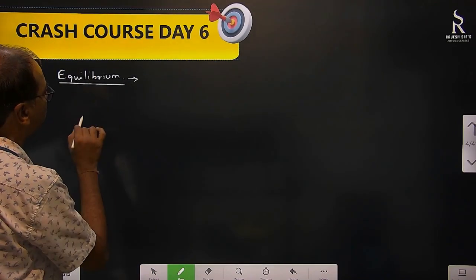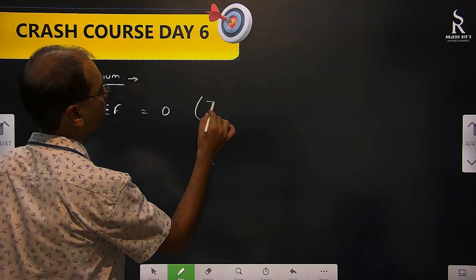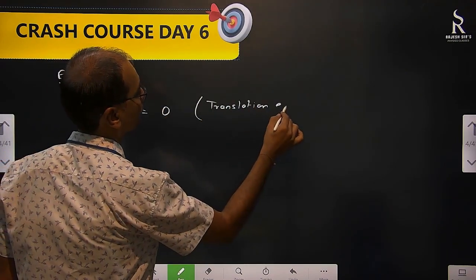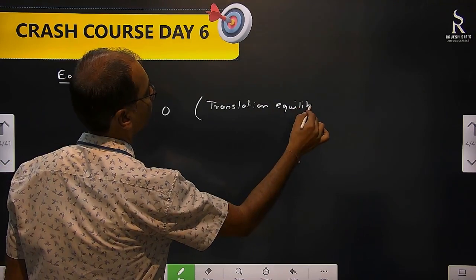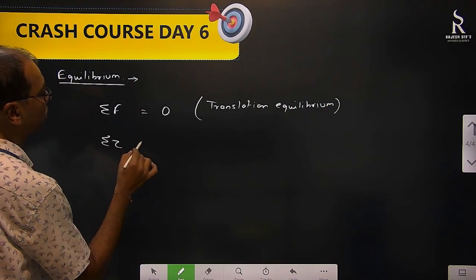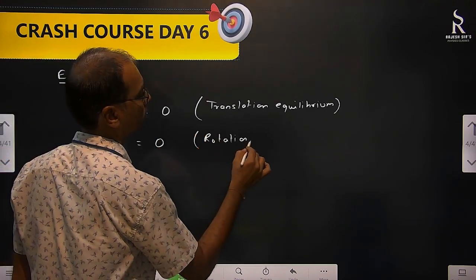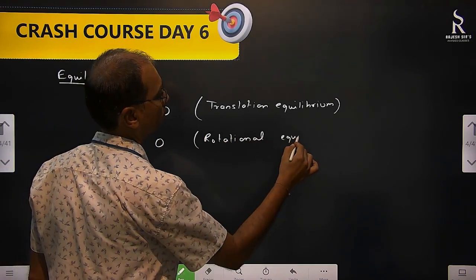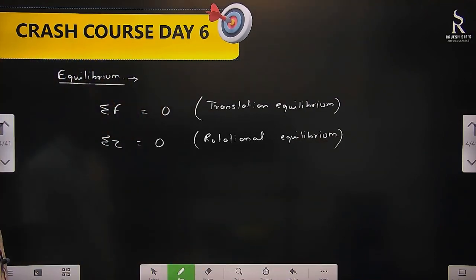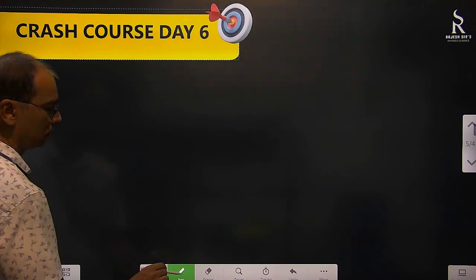The first thing is, what is equilibrium here? Sigma of force is zero. That means this is translation equilibrium. Then sigma of torque is zero. This is rotational equilibrium. Right. So, any question is there? Okay, let's see the question.